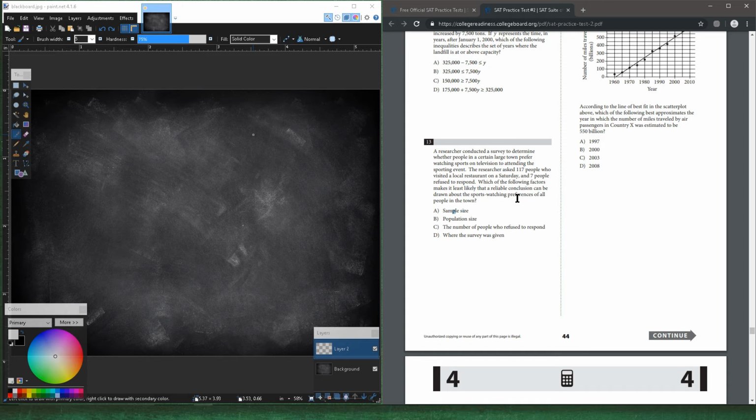117 people might be a lot in that town, so I can't really tell. The population size doesn't matter at all in statistics. If we have 3 trillion people in the world, I don't know how many people are in the world right now, does it matter if it's 2 trillion versus 3 trillion? Population size does not matter.